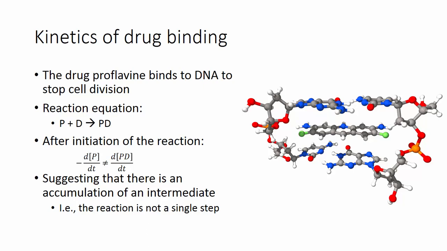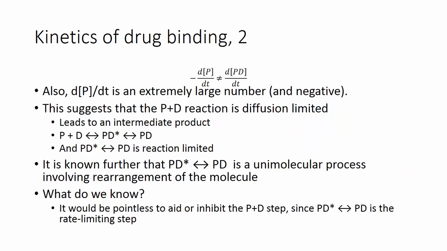After initiation of this reaction, it is found that negative dP/dt is not equal to dPD/dt. And this suggests that there is an accumulation of an intermediate, some kind of intermediate here in this drug binding to DNA, i.e. this tells us that the reaction is not simply a single step. So dP/dt is an extremely large number. It's a large negative number. This suggests that the P plus D reaction is diffusion limited.